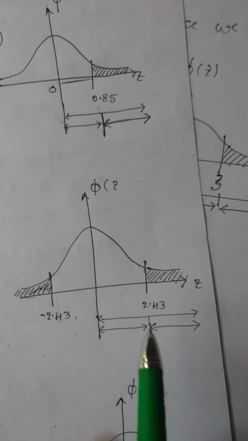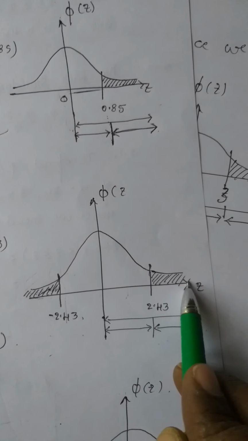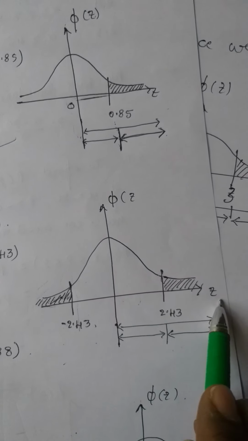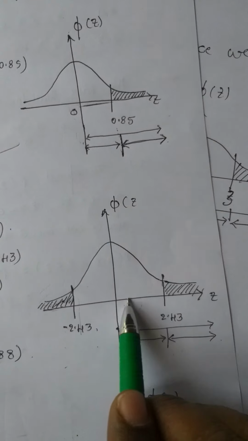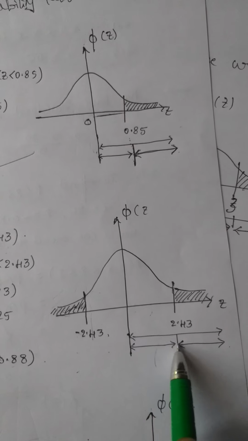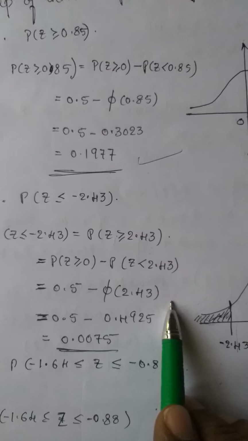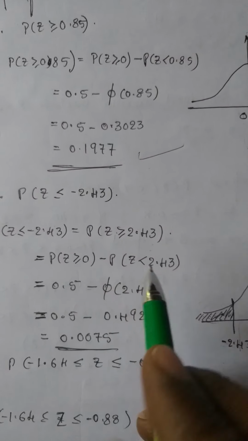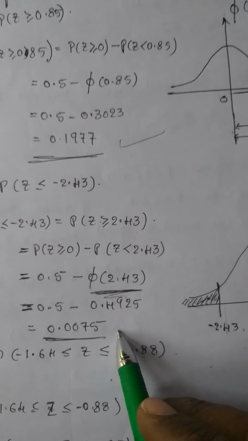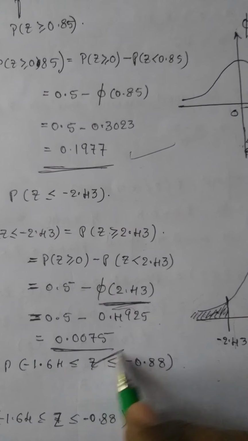My aim is to get Z greater than 2.43, meaning this region. Now how can you calculate this? Consider from 0 to infinity. In that one, we can remove this region. Once you remove that, you can get 0.5 minus phi of 2.43. You can calculate this phi of 2.43 using your calci or from the normal distribution table. You are going to get the value 0.4925. If you do that, you are going to get the answer.